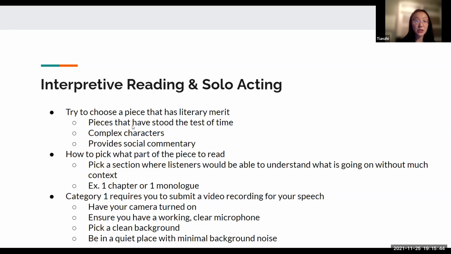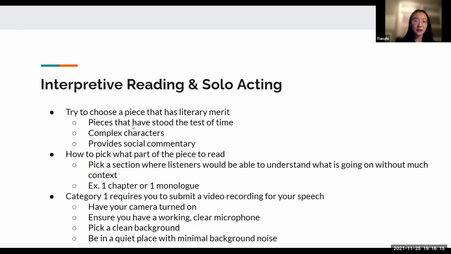Second tip is to make sure you have a working and clear microphone. So I know that some people have some kind of technical difficulty when they're trying to record a video. So it's good to practice and record a video first, listen to it back and see, am I loud and clear here? If you're not loud and clear, maybe try a different computer, a different laptop, and see if that works a little bit better. But a clear working microphone is essential when you're doing a video recording.